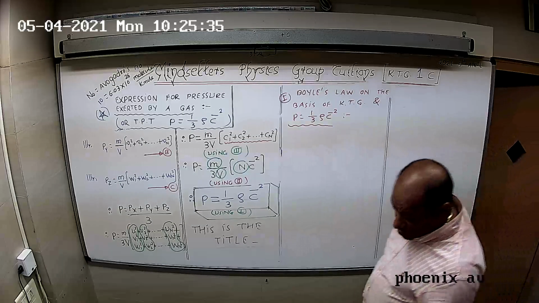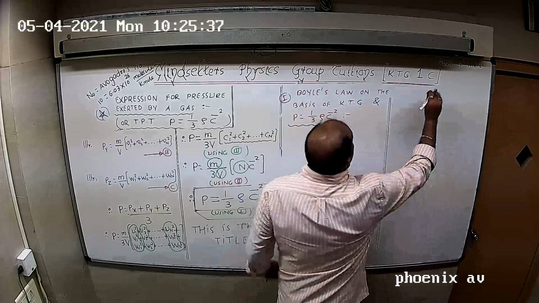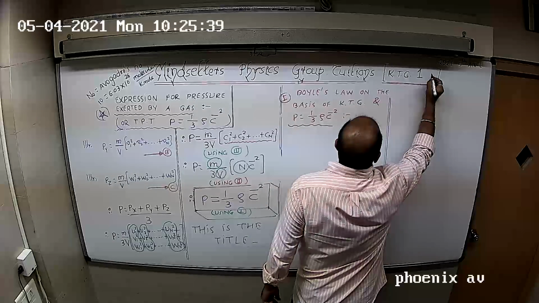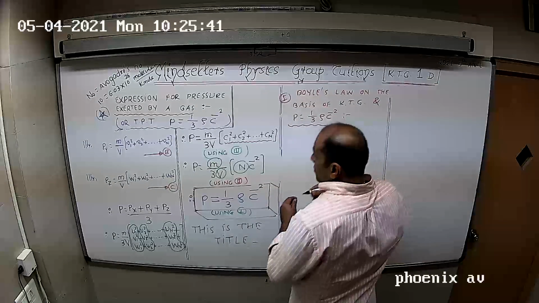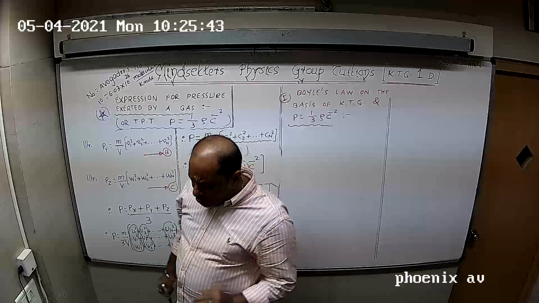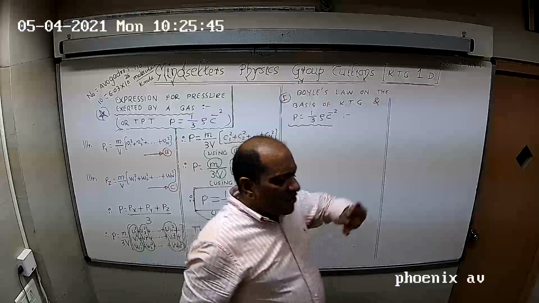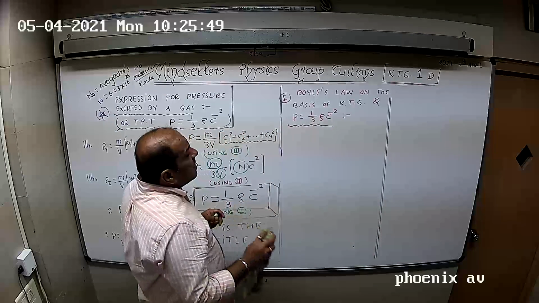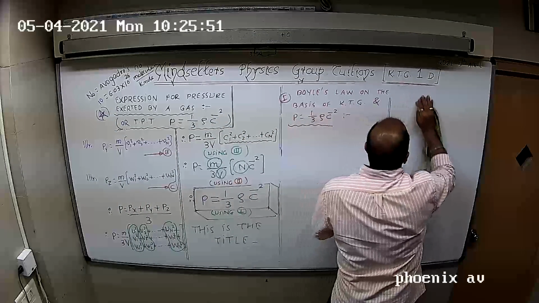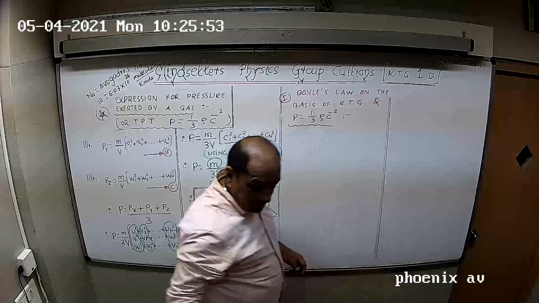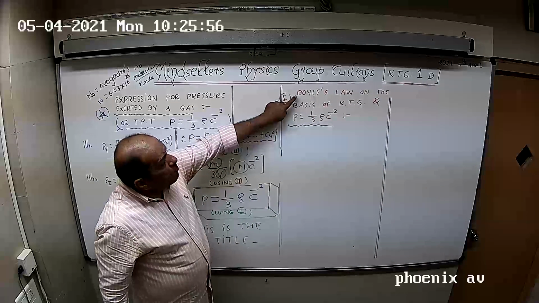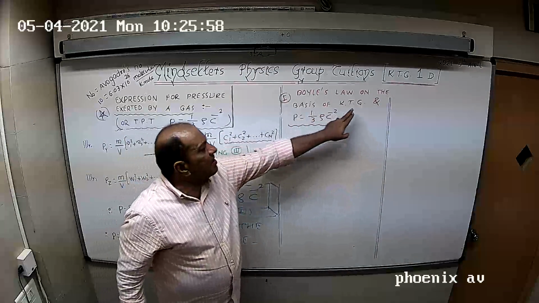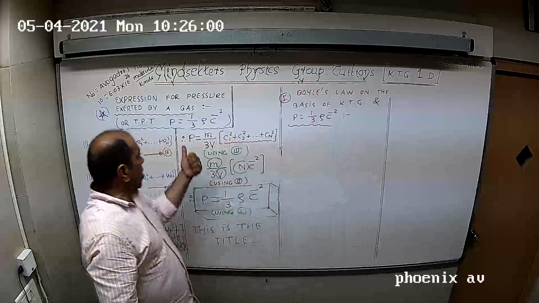Hey students, welcome back. Now I am starting with the next episode where we are going to talk about some very cute, simple derivations. Those formulas are going to help us in understanding multiple choice questions and problems also. Check the title please: Boyle's law on the basis of kinetic theory of gases and P equal to 1/3 rho c square.